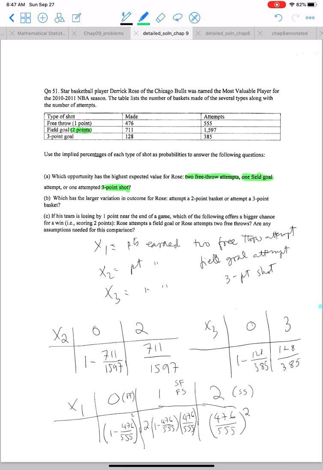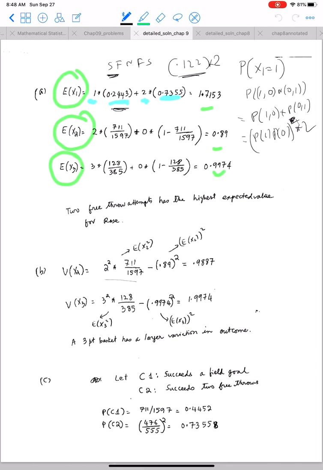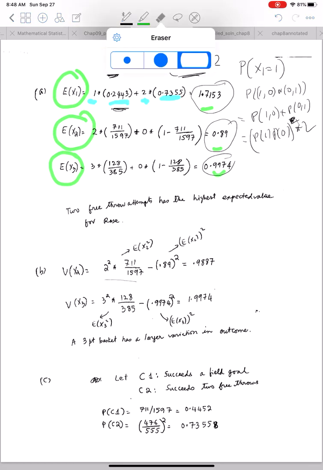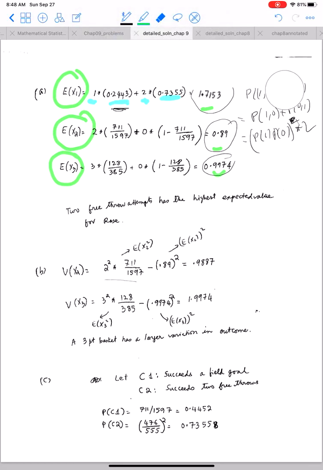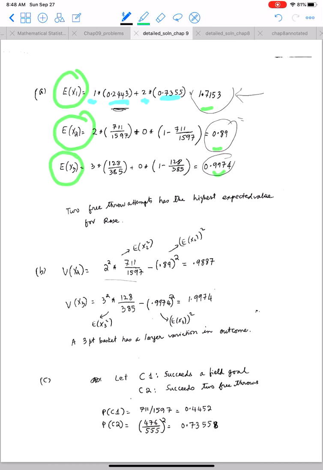So you have 3 random variables, x1, x2, x3, and you have their corresponding distributions. Now what do I have to do? I have to find which one has the highest expectation. So what should I do? Find the expected value of x1, x2, and x3 from the distribution which I have set up, and I find the expected values are the following. And what can I say? I find that the highest expectation is for the random variable x1. So the 2 free throw attempt has the highest expected value for Rose.